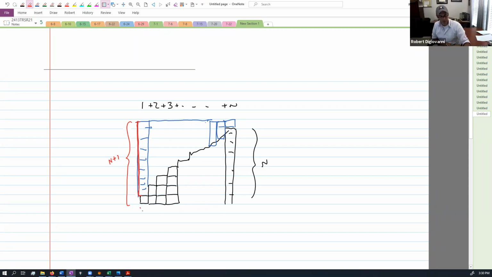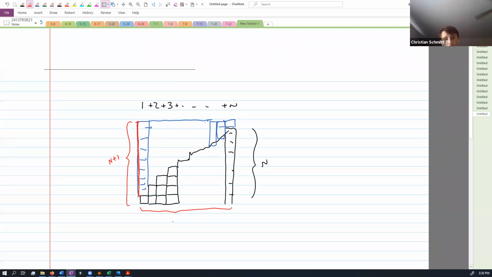And this from here to here is n. So if you look at the area of the whole thing, the area of the whole thing would be n times n plus 1. So if I wanted to know the area of just this black part, which is actually 1 plus 2 plus 3 plus 4 plus 5 all the way to n, it would be half of that. It's just another way of doing the same thing.